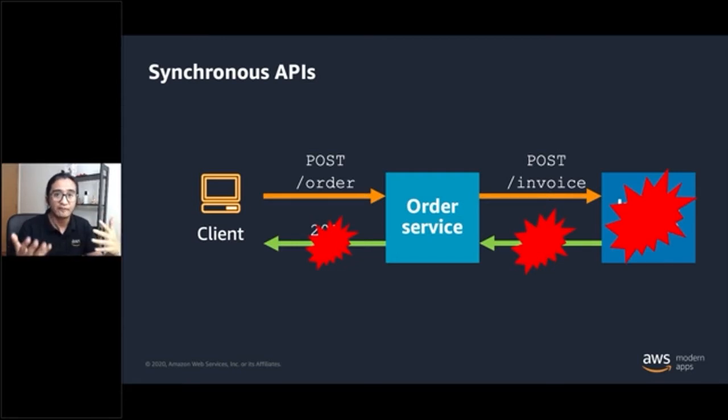But what happens if one of the services has some kind of issue? The invoice service needs to perform the request and it takes longer than expected. And at the end, it will return a gateway timeout. And the order service will have a problem as well because it didn't get the proper return from invoice service.